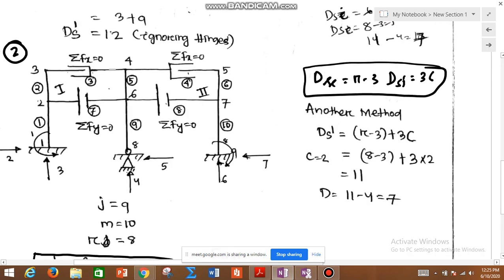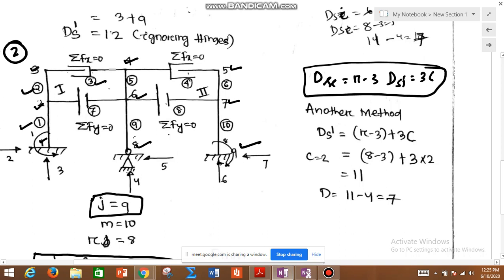So how many joints are there? Tell me how many joints. This is 1, this is 2, this is 3, this is 4, this is 5, 6, 7, and this is 8, and this is 9. So 9 joints are there. How many members are there? This is 1, this is 2, and this is 3.